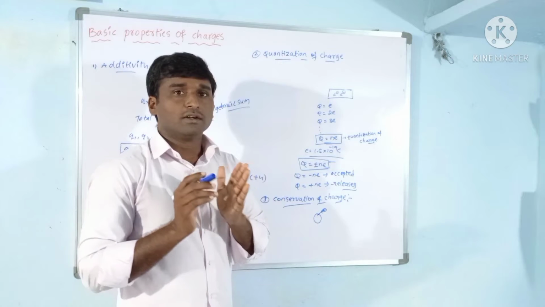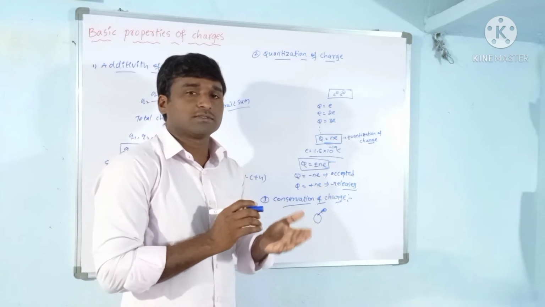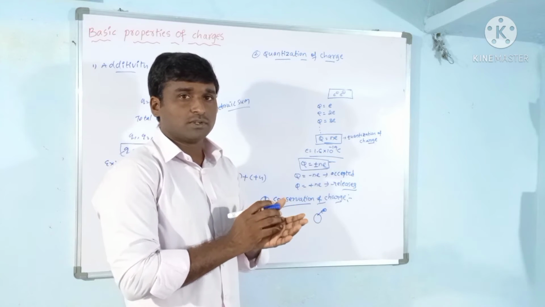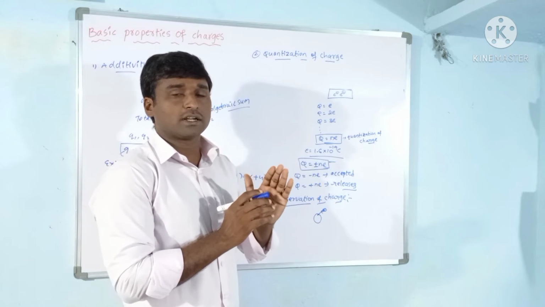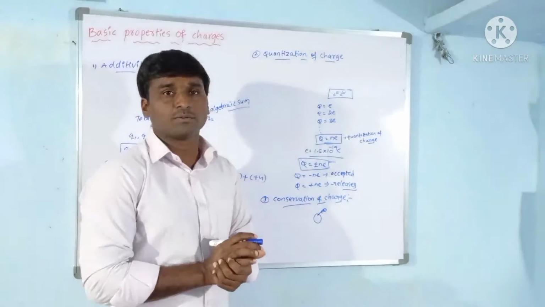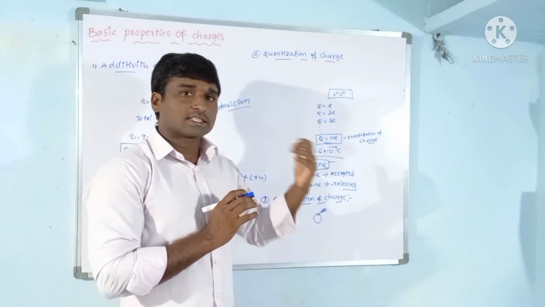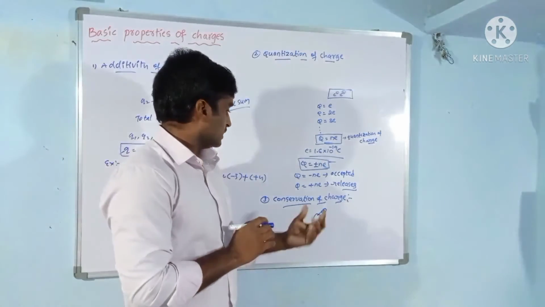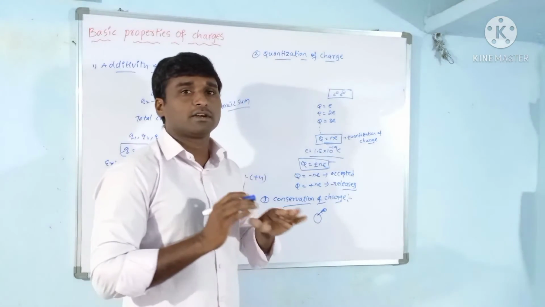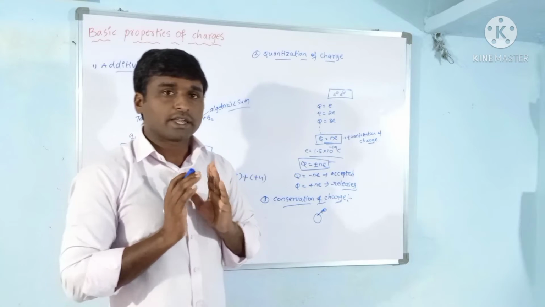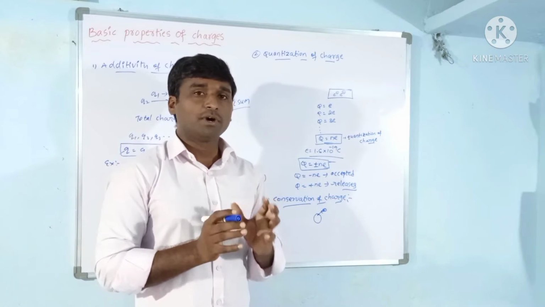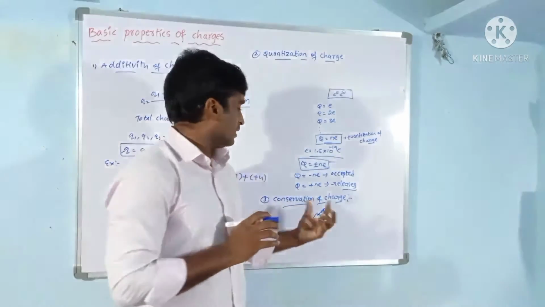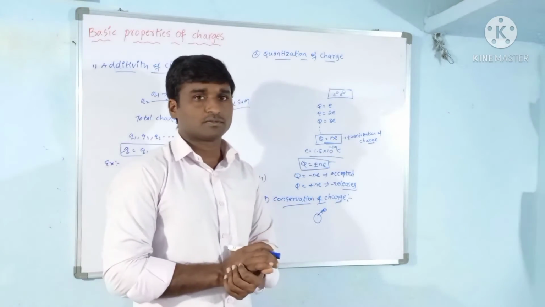When the body loses electrons, it becomes positively charged. The electrons which are lost by the positively charged body are accepted by another body, which becomes negatively charged. That is the conservation of charge. We cannot destroy or create the charge, but we can transfer the charge from one body to another body. That is called conservation of charge.